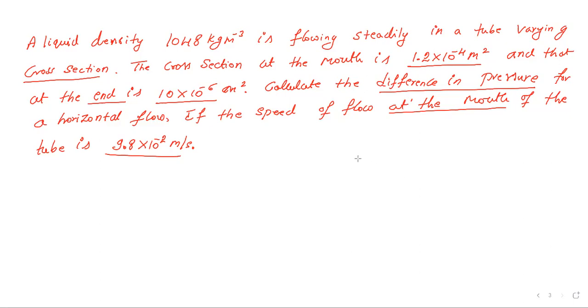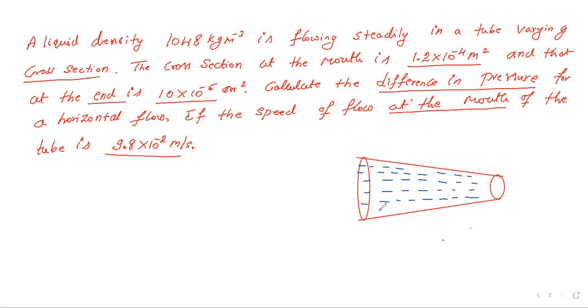So basically it is not uniform. I'm taking a non-uniform cross section here. This is how the tube looks. And here the liquid flow will be there. I will call this face A and this face B. The two faces, A and B.